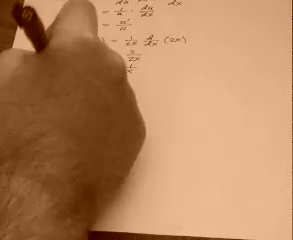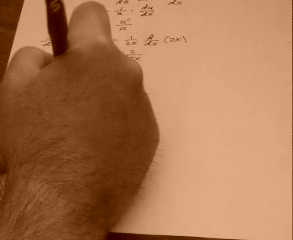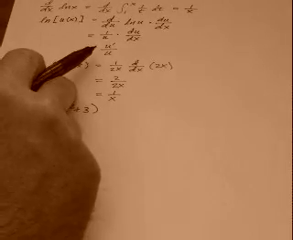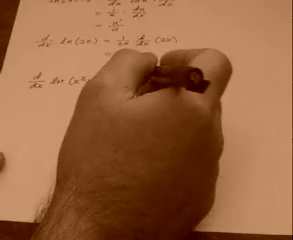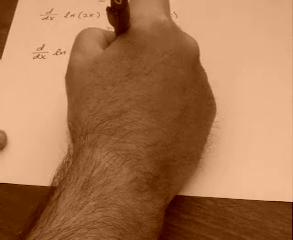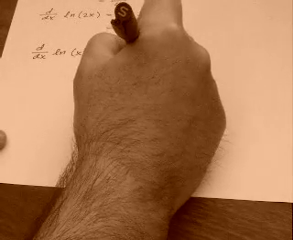Another example, the derivative of ln of x squared plus 3. So I'll just use this shortcut here. It's u prime over u, right? So we have u equals x squared plus 3. So u prime is 2x over u, which is x squared plus 3.